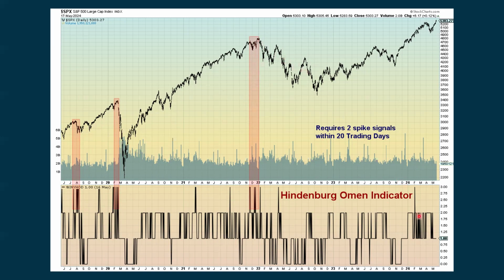Well, we did have one that was triggered back in February. But what needs to happen for this to be valid is there has to be 2 spike signals within 20 trading days. And now that we're in the middle of May, this was not confirmed. We're not seeing any new spikes. So there's been no need to show this chart.